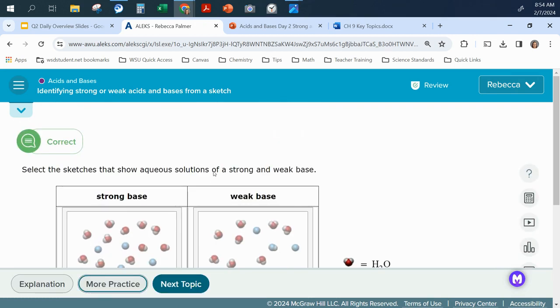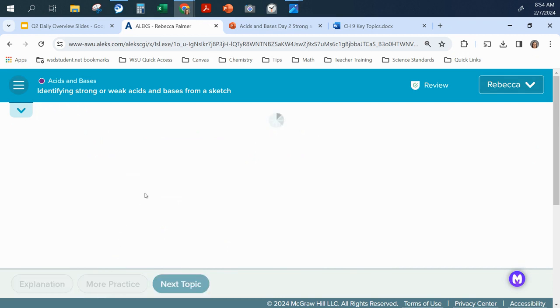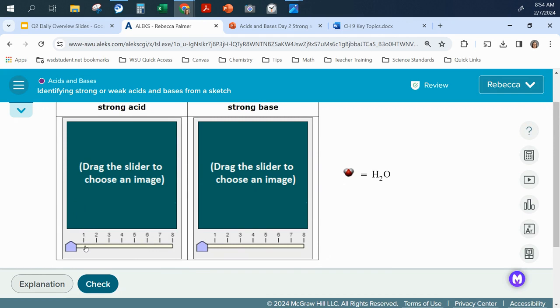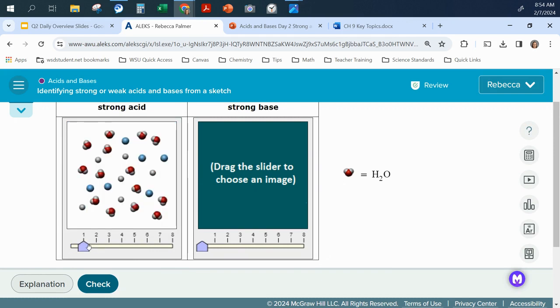Okay, next one. They give us more practice. Strong acid and strong base. I think these are easy because I'm just looking for something that's completely broken off. Can't have floating hydrogens. This one's only partially dissociated. Okay, this is looking good. All of the blue ions have pushed off their hydrogens, and all the hydrogens have joined water to form hydronium. So that's going to be our strong acid.